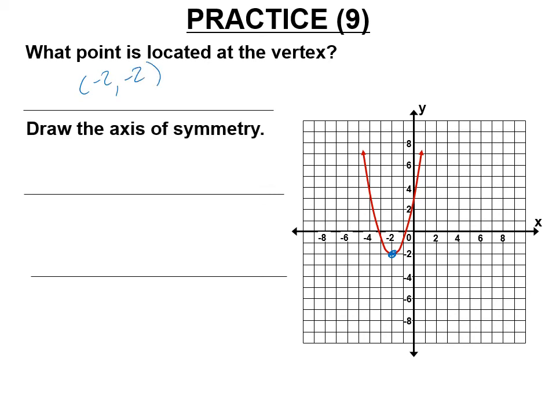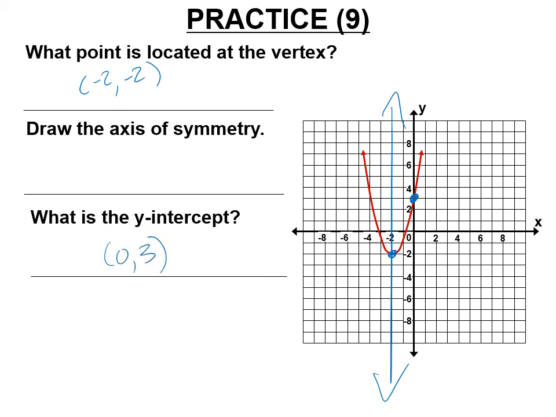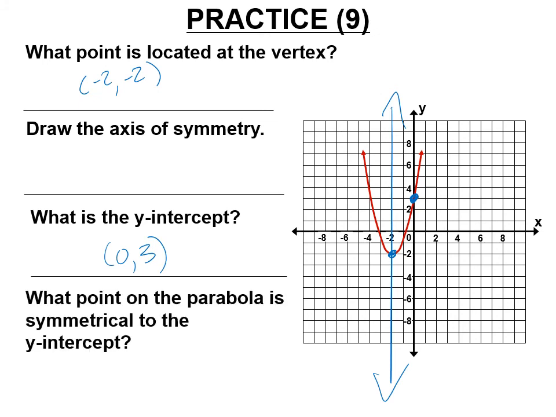Draw the axis of symmetry, right? So you have to find the vertex and draw a vertical line through it. A line has arrows on the end. What is the y-intercept? The y-intercept is right there. It is 0, 3. What point on the parabola is symmetrical to the y-intercept? Well, right there, which is -4, 3. Right?